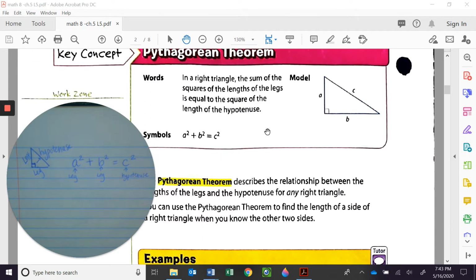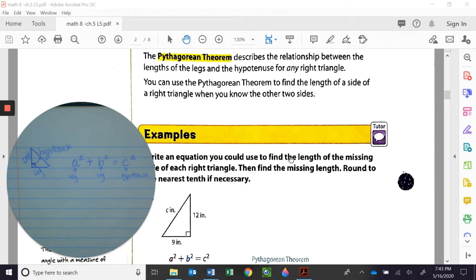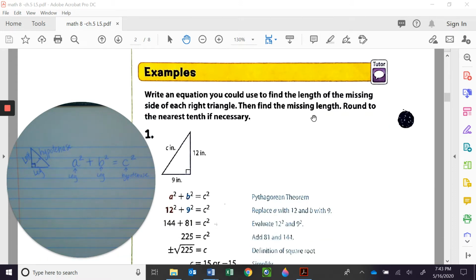Here's where it talks about your a squared plus b squared equals c squared, and why that is. And if it doesn't work, then it's not a right angle. Look what they want us to do. They want us to find c. So they take 12 squared plus 9 squared equals c squared. 12 squared is 144, because 12 times 12 is 144. 9 squared is 81, because 9 times 9 is 81. They add those up and they get that 225 equals c squared.